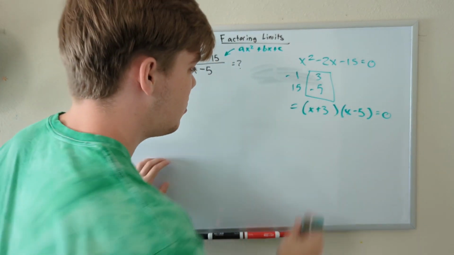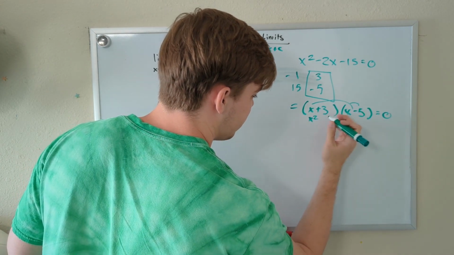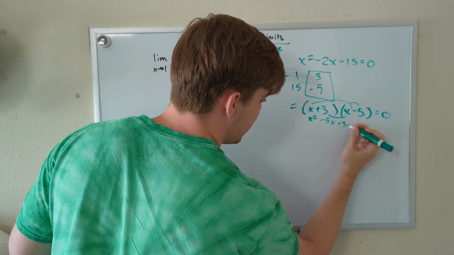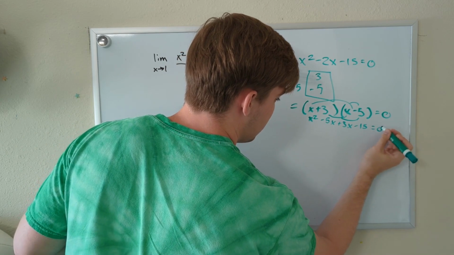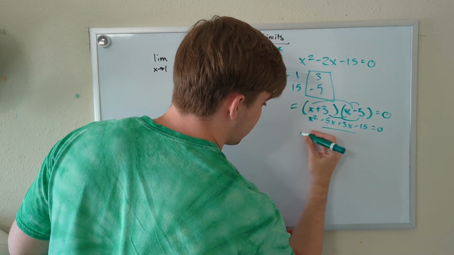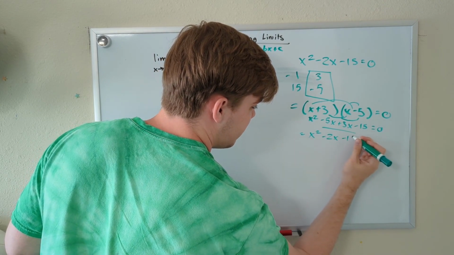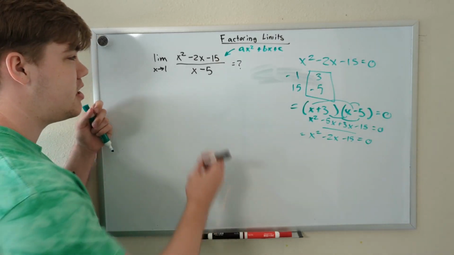And just to make sure, we have x times x, which is x squared. We have x times negative 5, which is minus 5x. We have x times 3, which is plus 3x. And we have 3 times negative 5, which equals negative 15. Adding these two together, we get x squared minus 2x minus 15 equals 0, which is the same as what we started with. So let's change it into our factors.